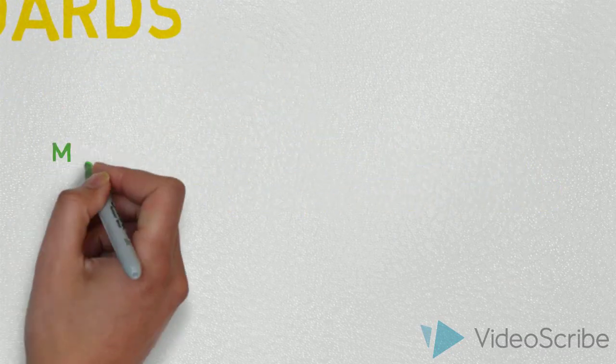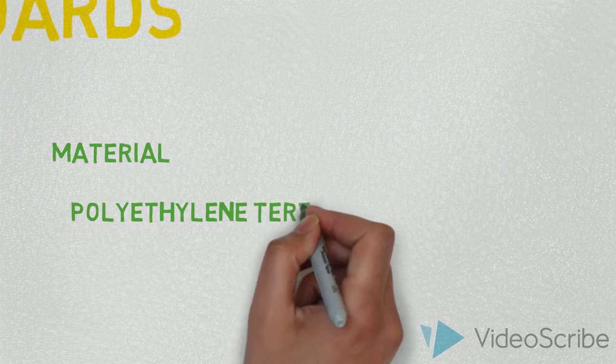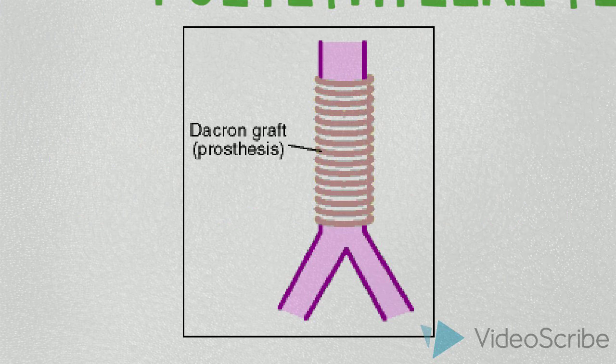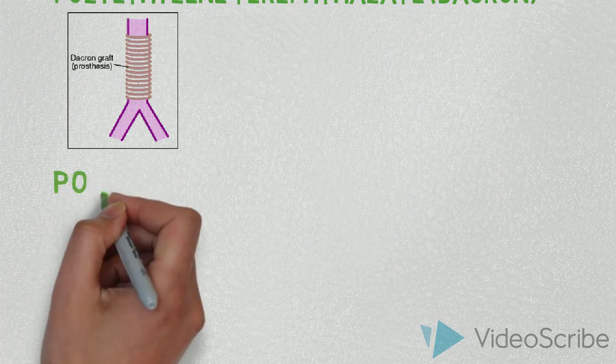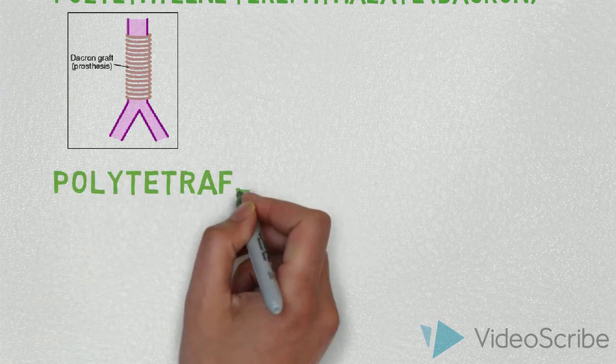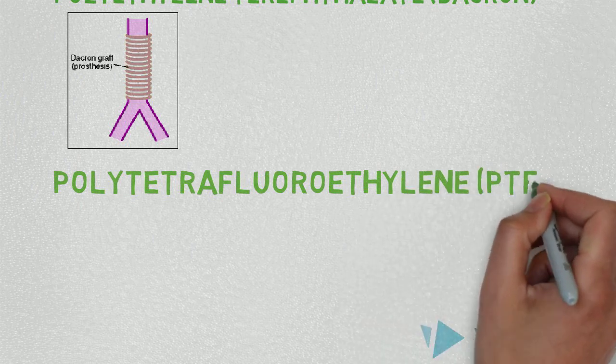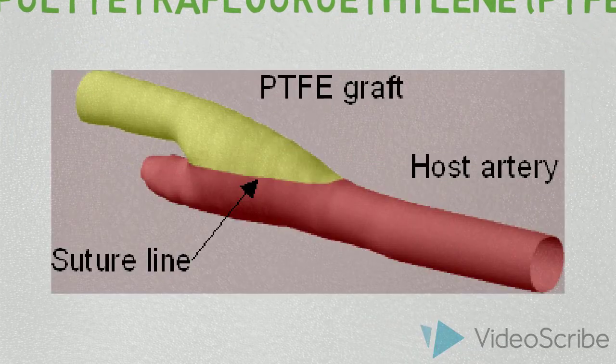Current gold standards for the material used as the vascular conduits are Dacron, technically called polyethylene terephthalate, which is a textile polyester synthetic graft, and PTFE, technically called polytetrafluoroethylene, which is a non-textile synthetic graft. We recommend PTFE as it's more commonly used, but it is based on the surgeon's preference.